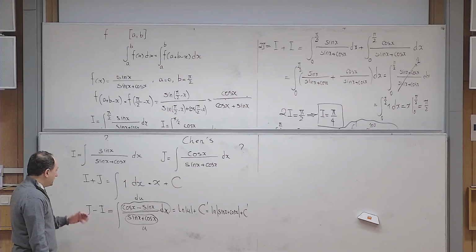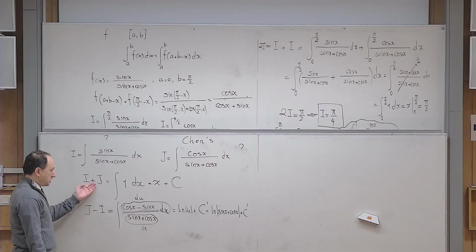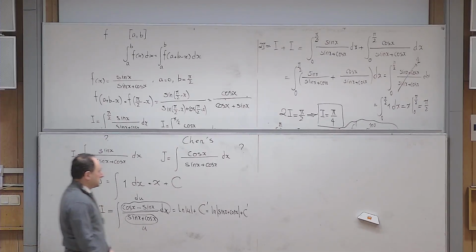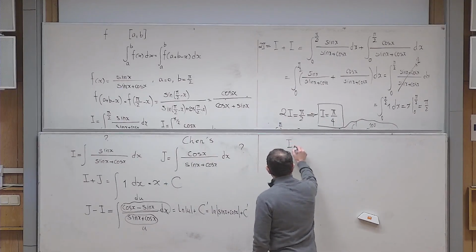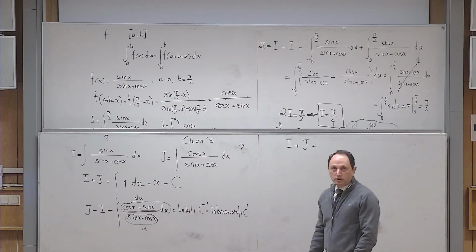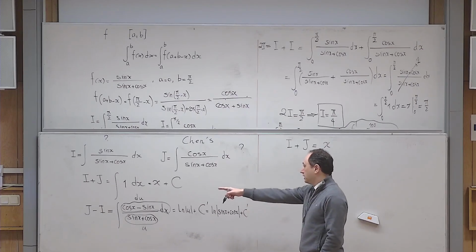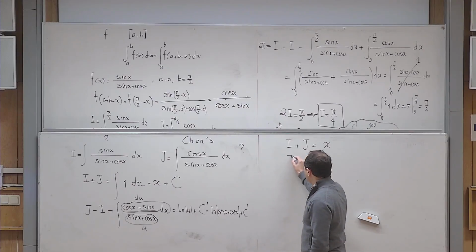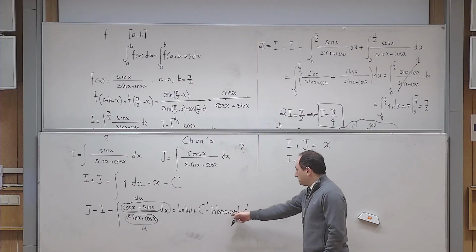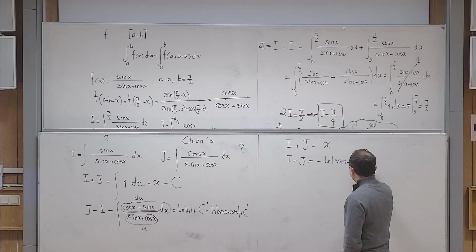Because my goal is to calculate I, let me multiply this by a minus sign and add them side by side. Let me write this I plus J, and let us get rid of the constants of integration. I will add one overall constant at the end of the problem. So I plus J equals x. Here, if I multiply this by a minus sign, I minus J becomes a negative of that, minus ln of absolute value of sine x plus cosine x.